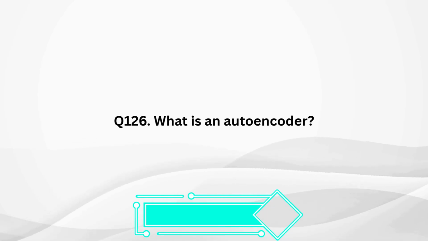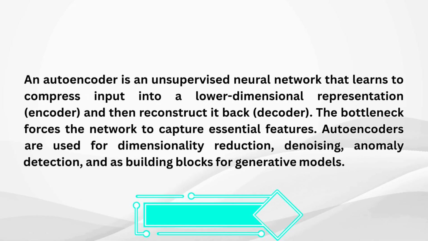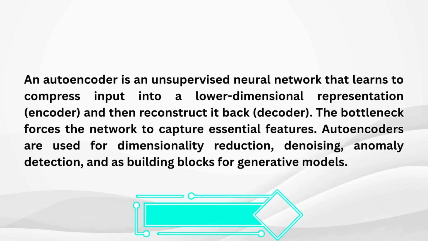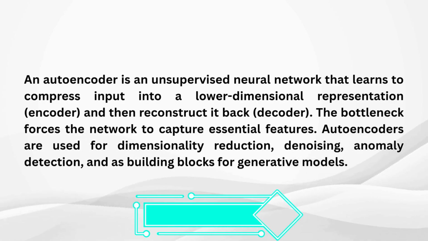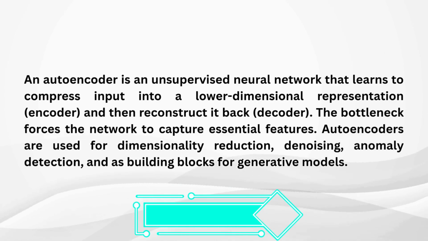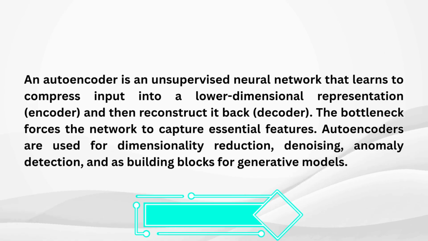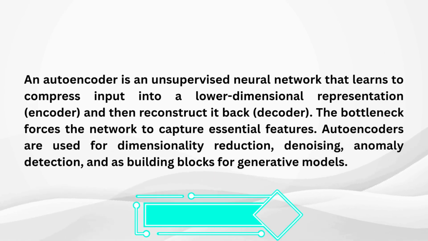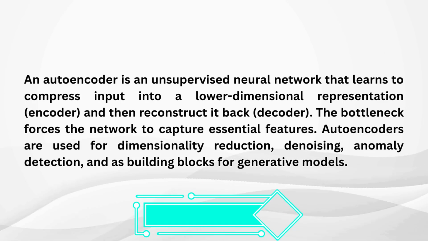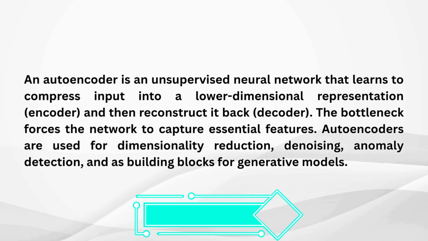What is an autoencoder? An autoencoder is an unsupervised neural network that learns to compress input into a lower dimensional representation, encoder, and then reconstruct it back, decoder. The bottleneck forces the network to capture essential features. Autoencoders are used for dimensionality reduction, denoising, anomaly detection, and as building blocks for generative models.